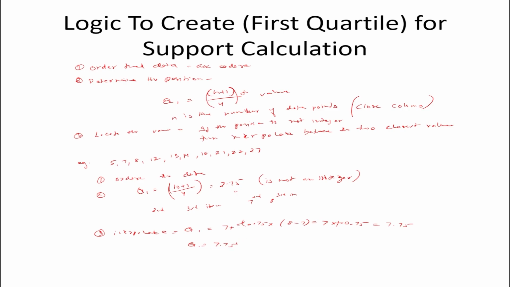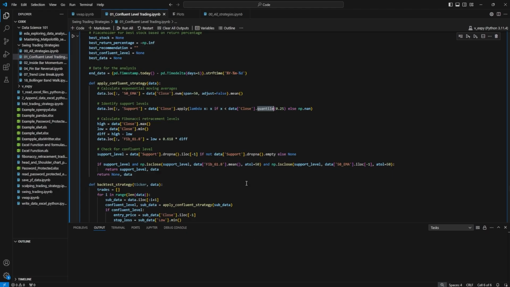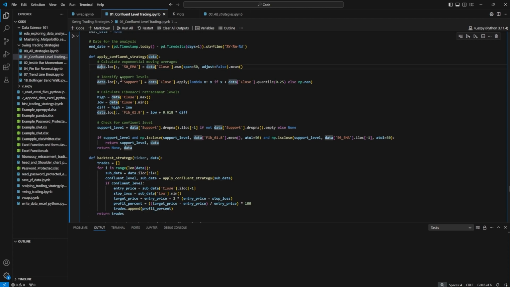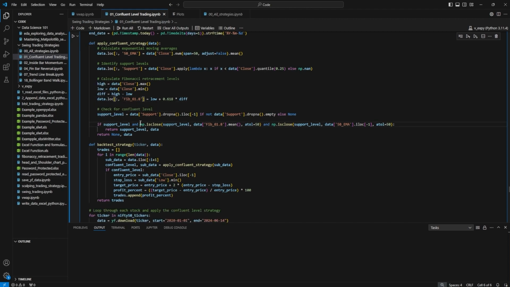So this is the calculation that we did earlier. Now let me go back to the code. This is what the quantile 25% is, or how we calculate the support on the chart. I will come to the TradingView website as well. For creating the Fibonacci retracement level, we have taken the high of the close, the low of the close, and then the difference, high minus low, and that's how we created the Fibonacci 61.8%. So these three are the basic indicators that we are using, and then we are creating the confluence level.